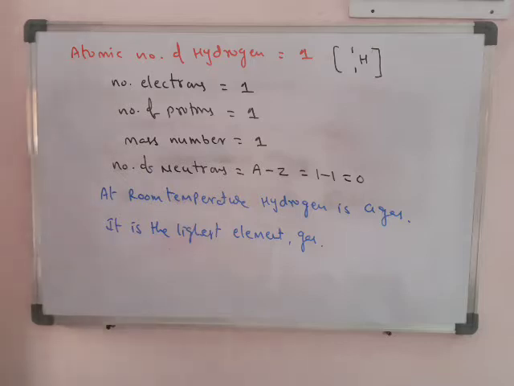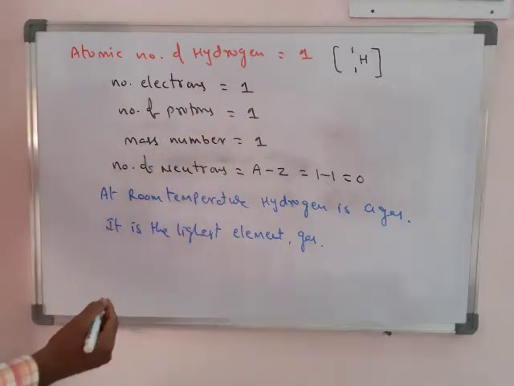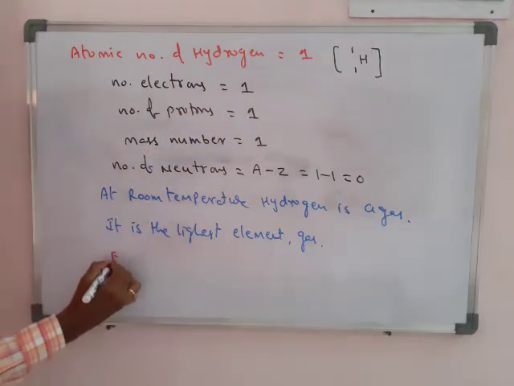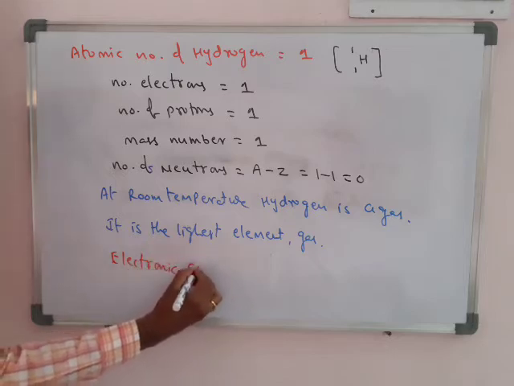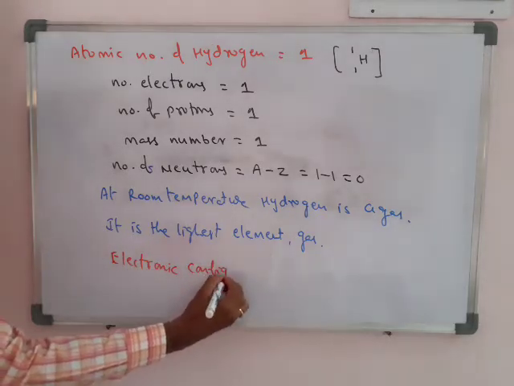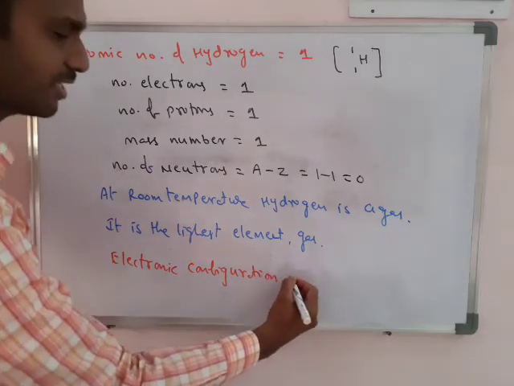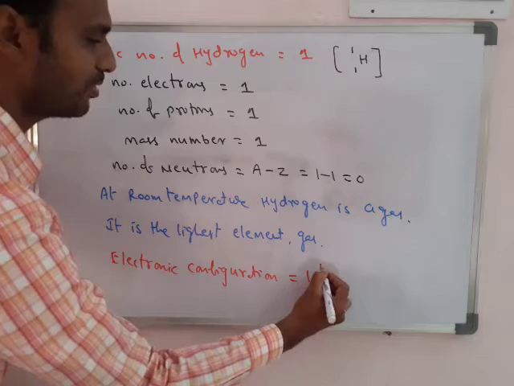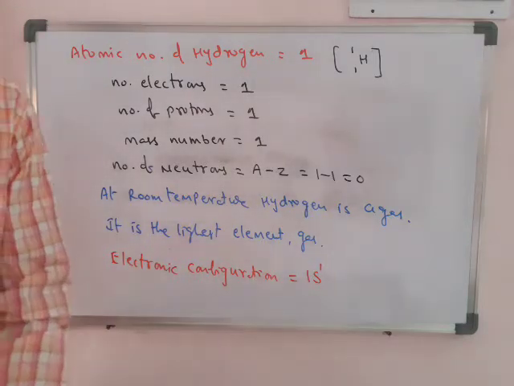Okay. Next, one more important point. What is its electronic configuration? Very simple. Based on the number of electrons, we are able to write the electronic configuration. What is the electronic configuration? 1 electron, it is very simple. One electron configuration is 1s1.